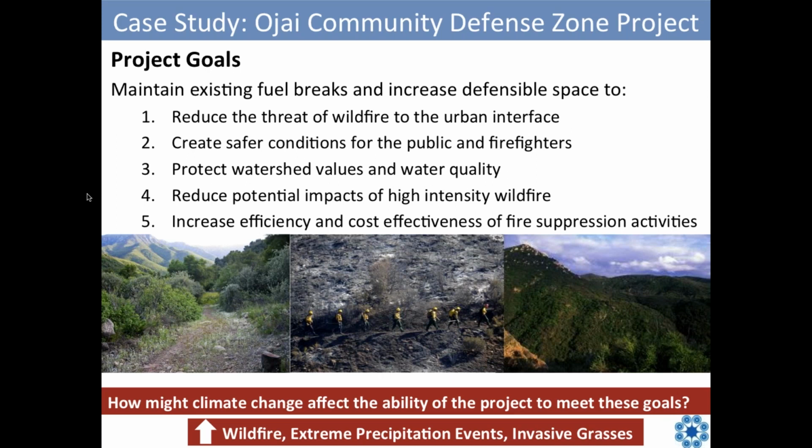So if we have increased invasive grasses, that can lead to flashier fuels and even more fire. Increases in extreme precipitation events could lead to increases in erosion, particularly in field breaks where we have less vegetation, which is really going to make it difficult to protect water quality potentially. And then if we have increases in wildfire, it's going to make it more dangerous for firefighters, and it could potentially increase fire season. So it's going to make it really difficult in some cases to achieve some of these particular project goals.